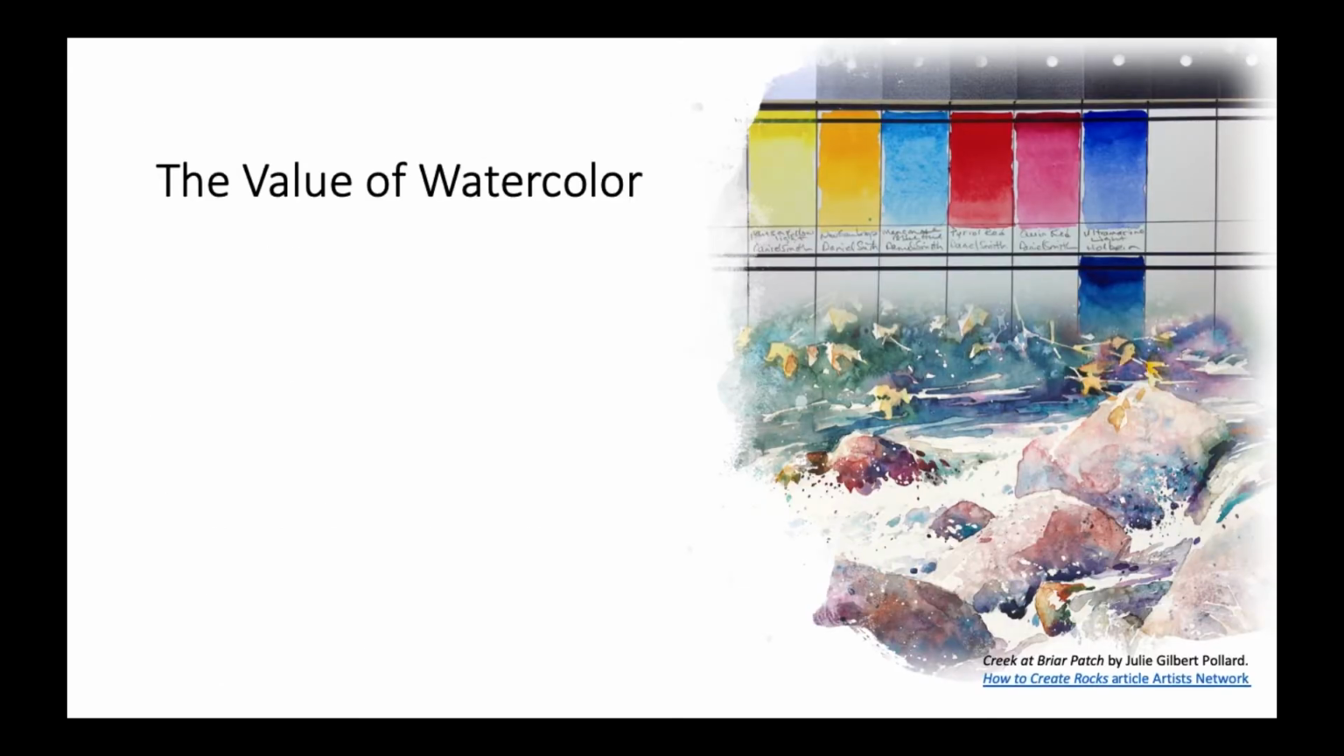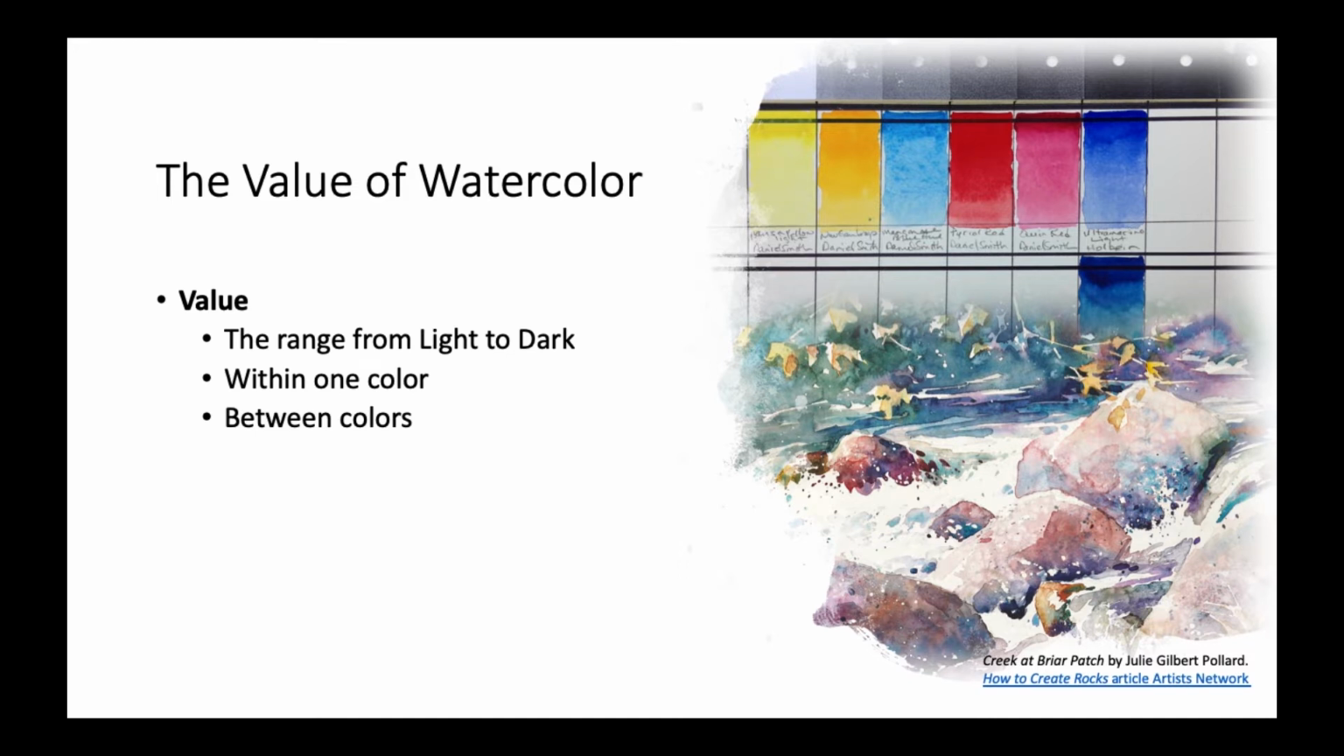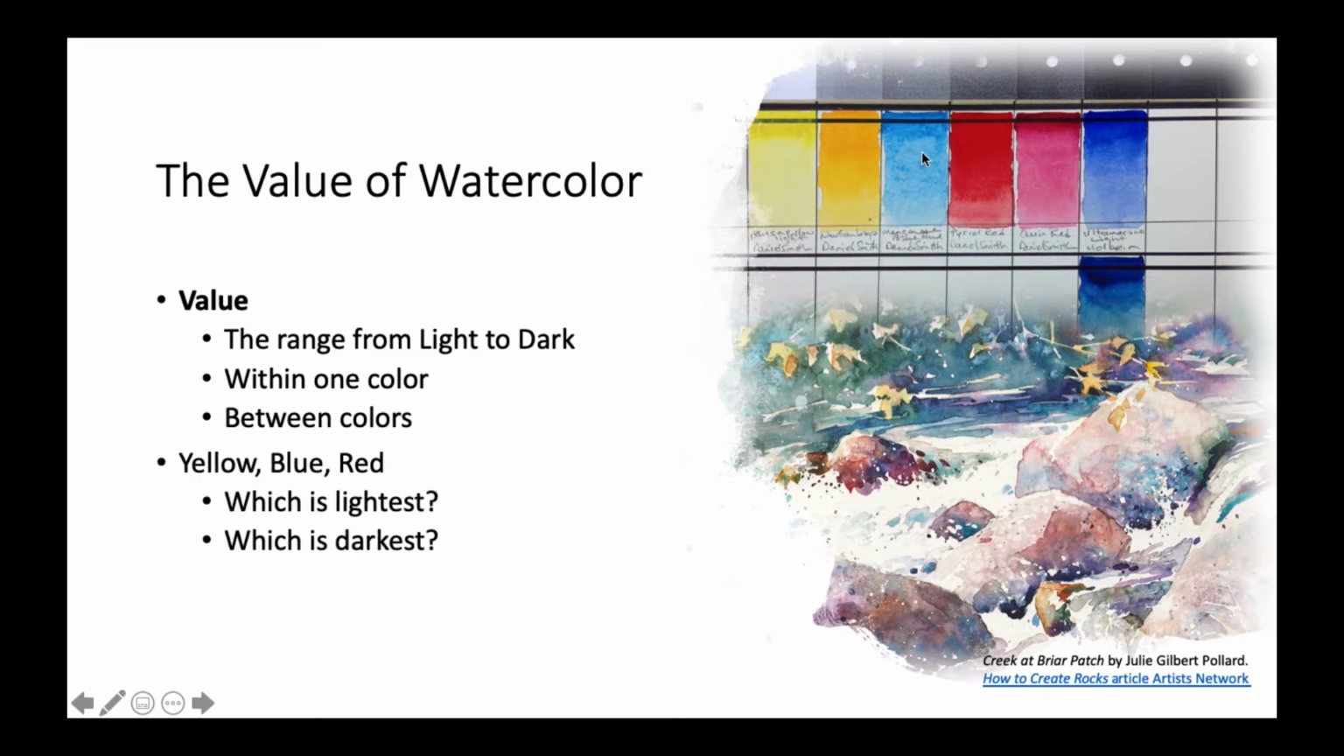So let's talk about the value of watercolor. So again, value is the range from light to dark. We're talking within one color. So if we take yellow, we have a dark yellow, a medium yellow, and a light yellow. But we also need to understand value between colors. So for instance, yellow, red, and blue, which is the lightest and which is the darkest? Well, the yellow tends to be the lightest. In this case, probably this blue is the darkest. But this blue is not as dark as the reds. So some reds are darker than some blues, and so on.